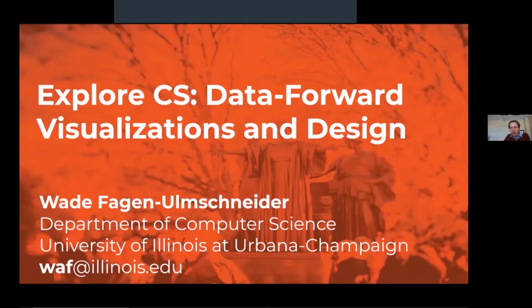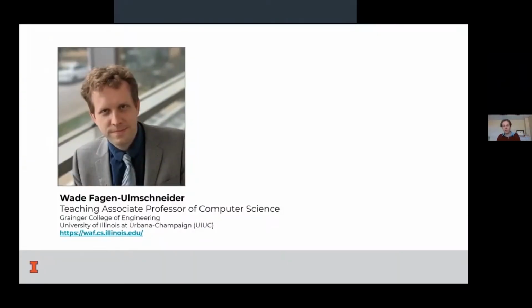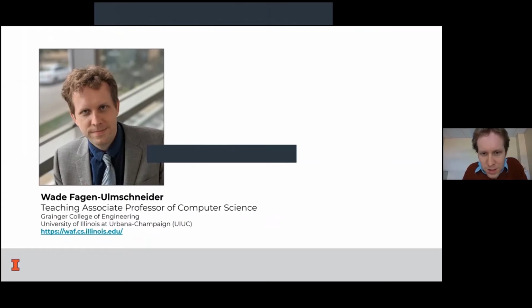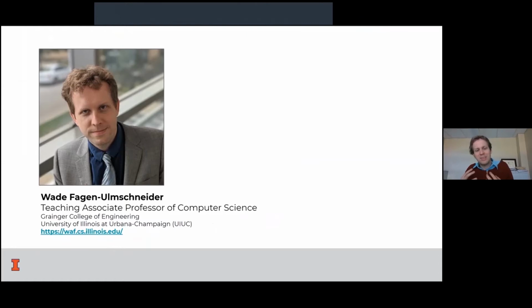So as was mentioned, I'm Wade Fagen-Ulmschneider. I'm a teaching associate professor of computer science here in the Grainger College of Engineering. And I work on a lot of things revolving around data visualization, data science, and how to really have impact with your work. So my work's often not traditional computer science work, in the sense that I often work on things that you see across different websites, as well as working on data that doesn't necessarily just involve computer science data, but data from lots of different disciplines.